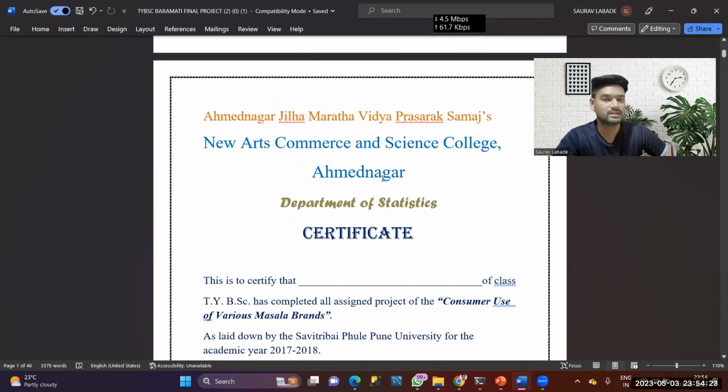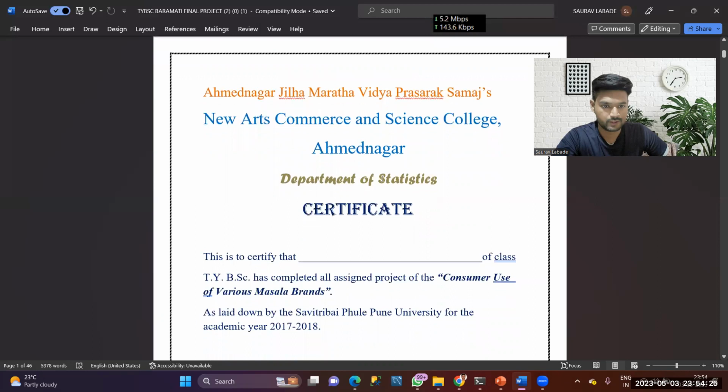So that is the first step, which is just the title of the project and the group members. Okay, name of all the group members. Then the second will be the certificate of the project. Okay, just give again the name of the college.